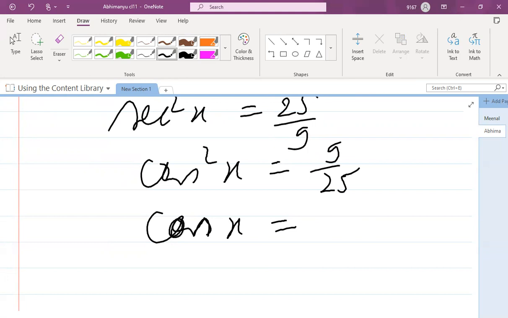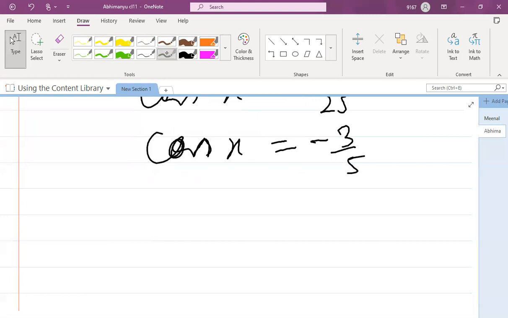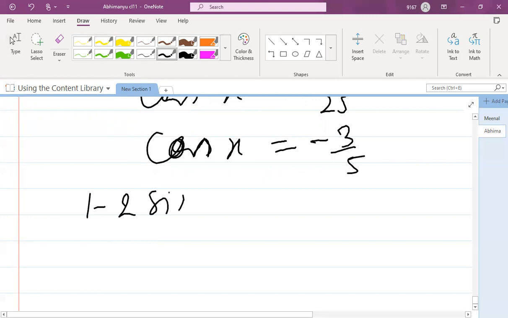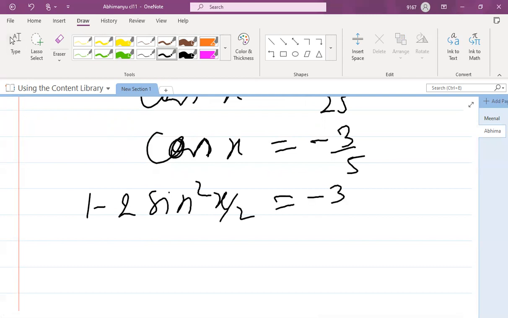So cos x is negative 3 upon 5. Now, cos x is what? 1 minus 2 sine square x by 2. Now, the question is why this identity has to be used? Because we need to find half angle. So we have to use half angle formula. Cos x equals 1 minus 2 sine square x by 2. This is the identity that we are using. And my cos x is negative 3 upon 5.